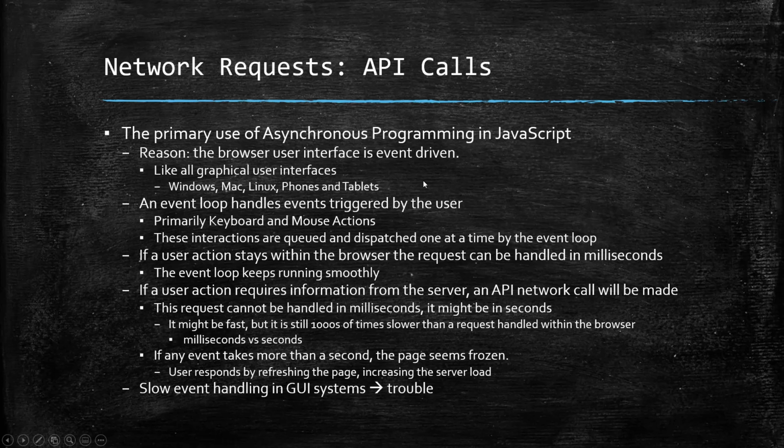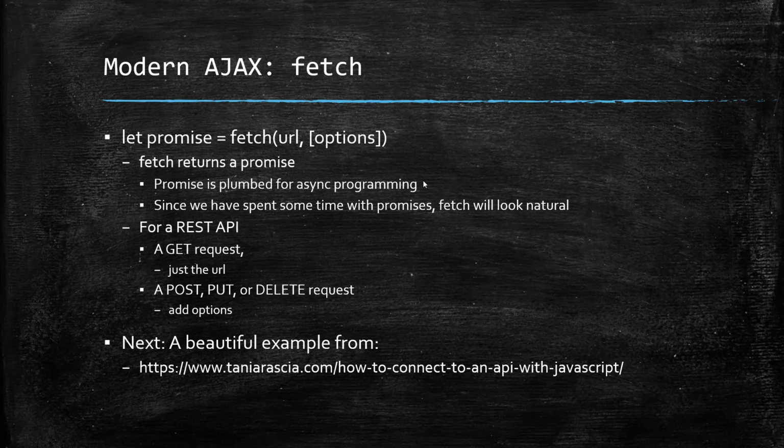Okay. So we're going to see the modern way to do network calls, which is fetch, the fetch method. I have the first line here, let promise equals fetch with the URL or optional options. So fetch URL. And the response is going to be a promise. Remember the JavaScript promise this returns. So we're going to have then and catch methods, as we'll see. These should be familiar looking to you now since we've spent time with promises. The promise is plumbed for async programming. And since we've spent time there, the fetch will look natural.